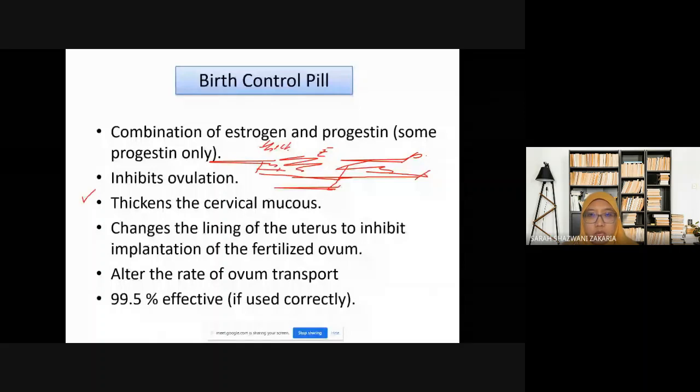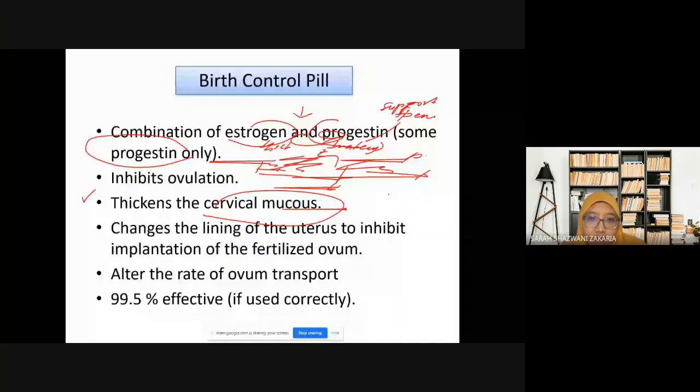So this watery cervix mucus supports sperm transportation or sperm journey. Okay, so by taking progestin or by taking this birth control with progestin or a combination with estrogen, later we'll talk about this, especially the progestin, it will thicken the cervical mucus. Therefore, it will inhibit the sperm journey. Okay, so it will help in terms of controlling the birth. Changes the lining of the uterus ni, I think you faham kenapa macam dia change. Okay, changes the lining of the uterus to inhibit implantation.